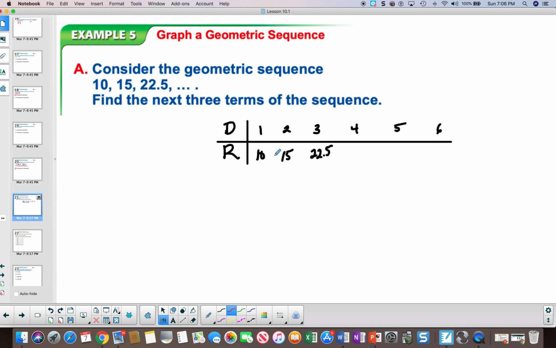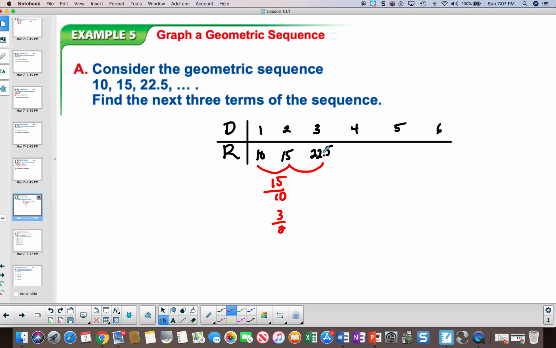So over here, we have the first three terms, and what I want to do is figure out what the common ratio is. So this is 15 over 10, which ends up being 3 halves, because 5 goes into there 3 times, 5 goes into there. Now the question is, when I take 15 and times it by 3 halves, do I get 22.5? And I'm going to use my calculator for that.